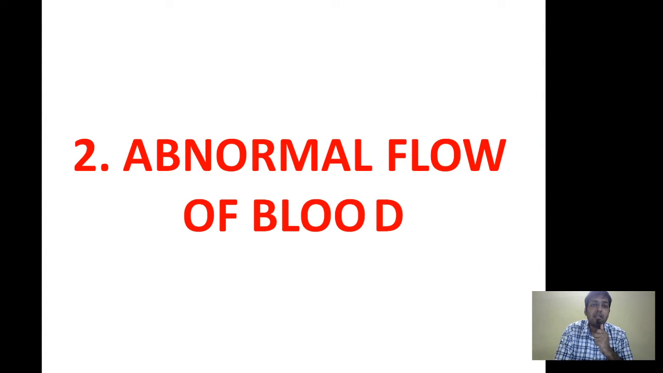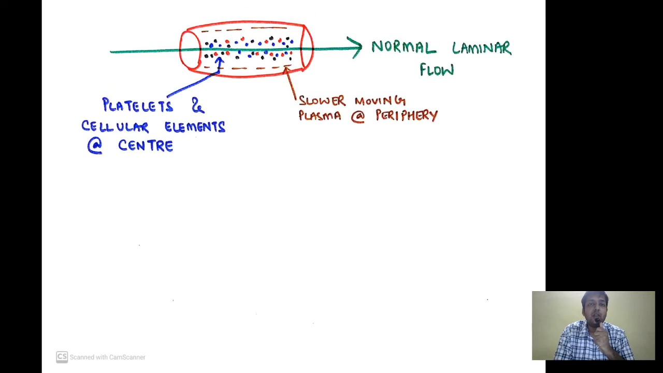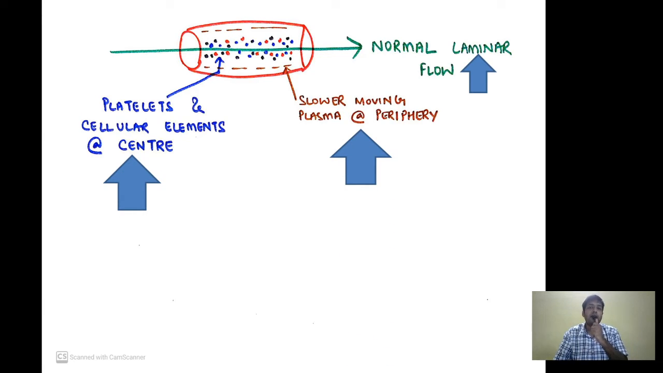Now the second important leg of thrombosis is abnormality of blood flow, where the blood flow becomes abnormal. Before we go into this part, we have to understand what a normal laminar flow is. In a normal laminar flow, the platelets and all the other blood cells, namely the red cells and the white blood cells, are at the center, and in the periphery we have the slower moving plasma. So why is our normal blood flow laminar?